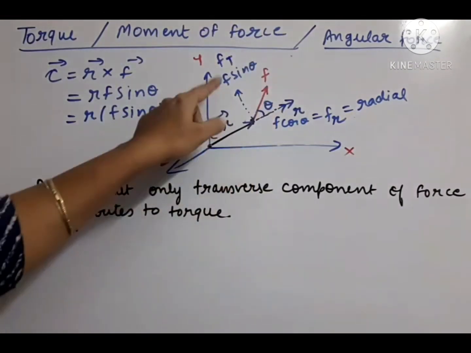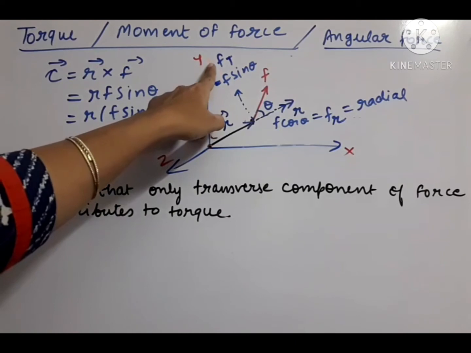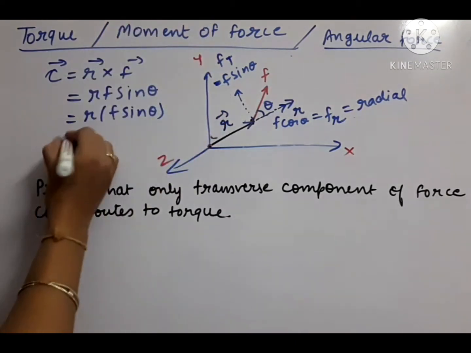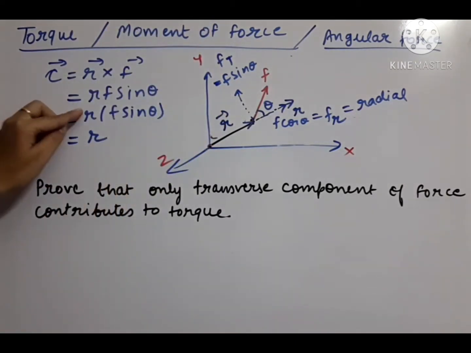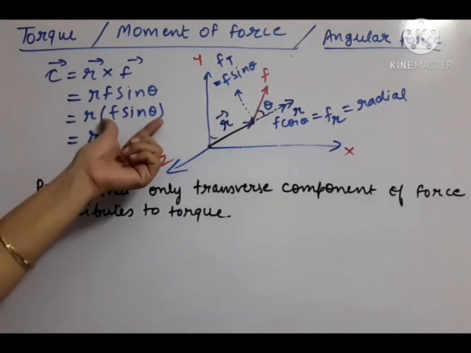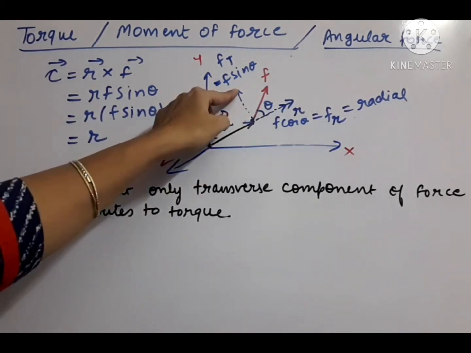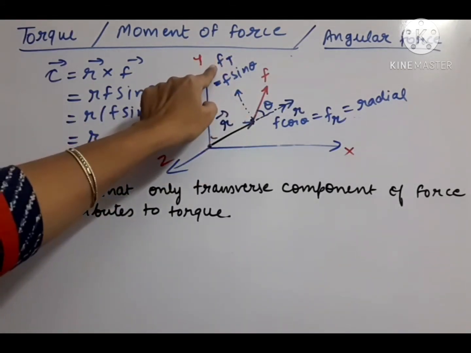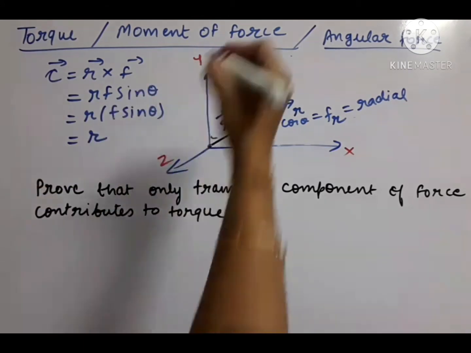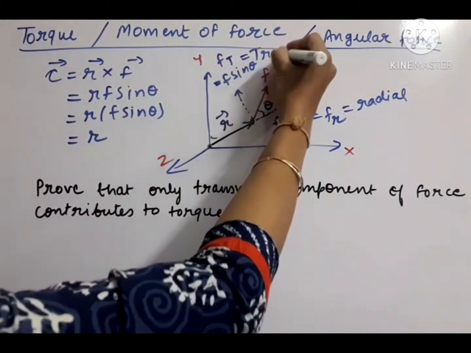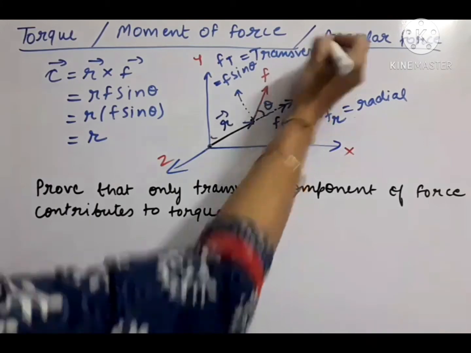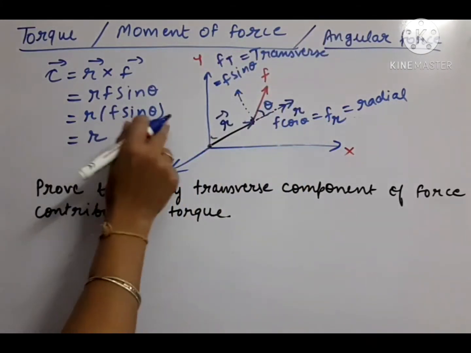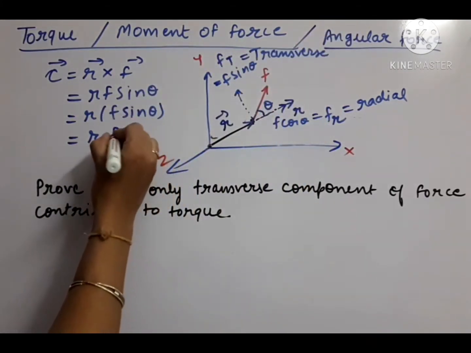So F sin theta component's name is FT. So finally you can see here R is outside and F sin theta, which component is it? F sin theta is the FT component. FT component means transverse component. So I am now replacing F sin theta with FT.